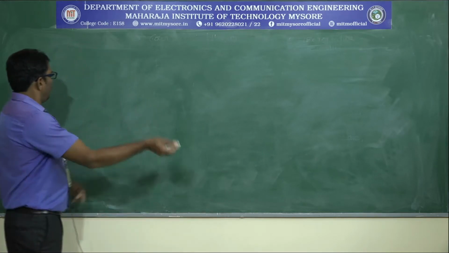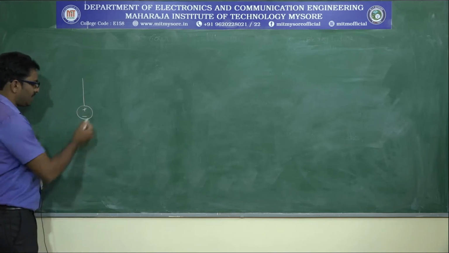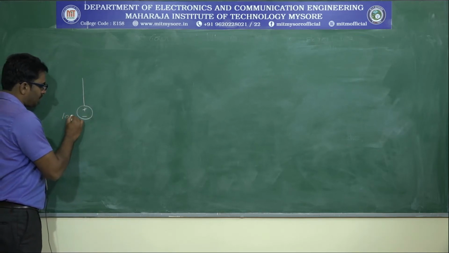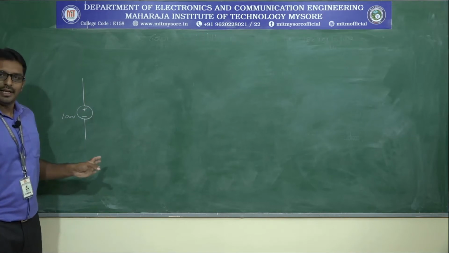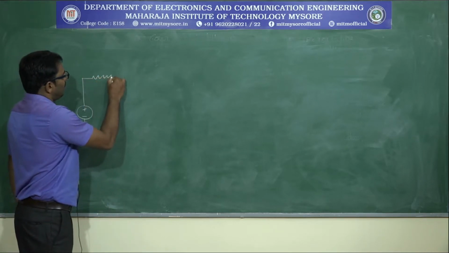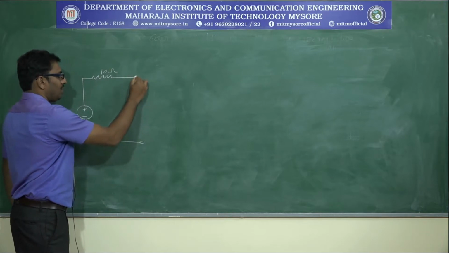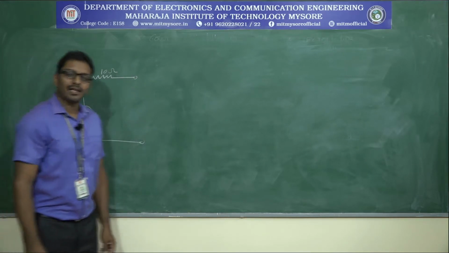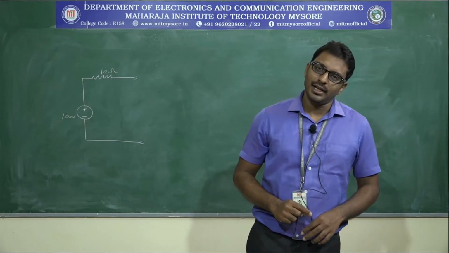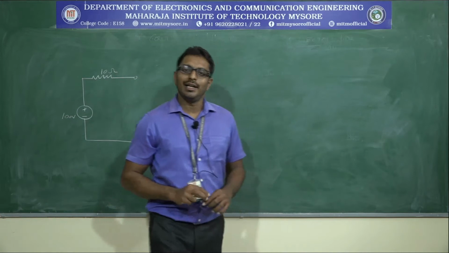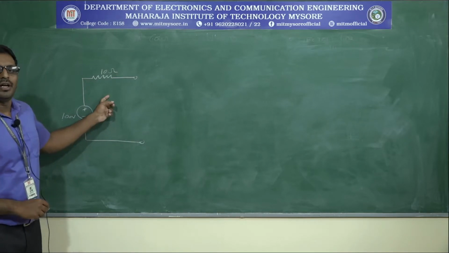First let us consider one practical voltage source, with minus and plus polarity given. Next, 100 volts. If it is a practical source, it should contain internal resistance. So let me write an internal resistance of value 10 ohm. Now we can call this a practical voltage source. What is a practical voltage source? A voltage source with internal resistance. How is the internal resistance connected to the voltage source? The internal resistance is connected in series. The voltage source value is 100 volts and the internal resistance value is 10 ohm.